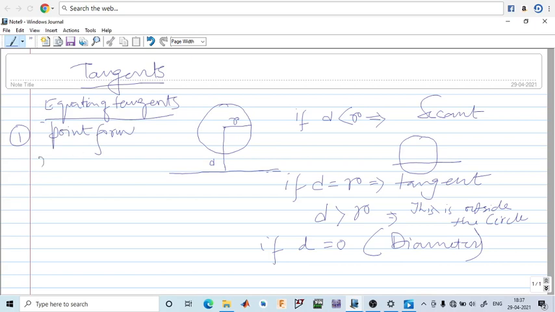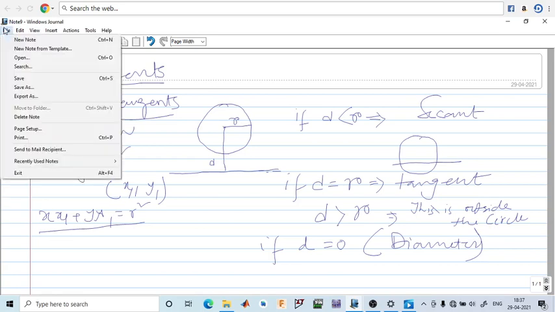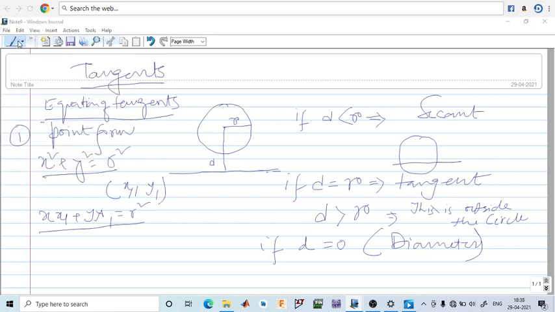If the equation of the circle is x square plus y square equals r square, then its equation of the tangent at (x1, y1) is xx1 plus yy1 equals r square, right? This is the point form. In case of slope form, let's go to the new page, otherwise it is quite big, and I need to derive this one.